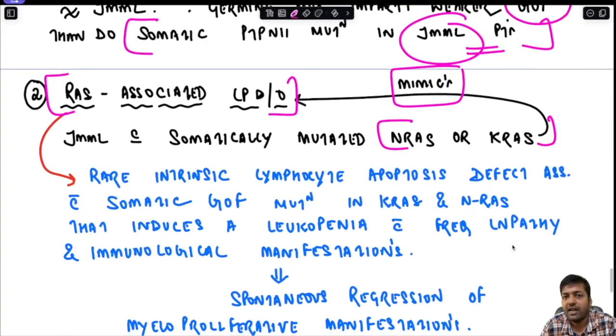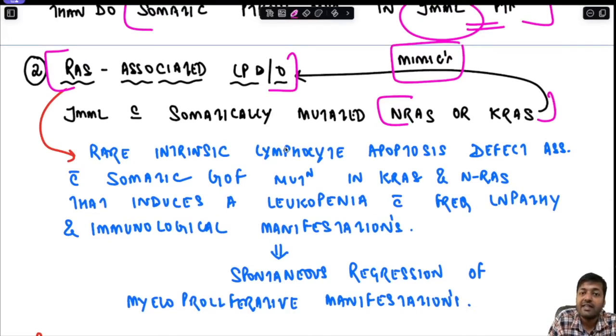RAS associated lymphoproliferative disorder is a rare intrinsic lymphocyte apoptosis defect associated with somatic gain of function mutation in KRAS and NRAS that induces leukopenia with frequent lymphadenopathy and immunological manifestations. So remember, this is causing leukopenia and not leukocytosis, with frequent lymphadenopathy and immunological manifestations. So it is very much like JMML with somatically mutated NRAS or KRAS.